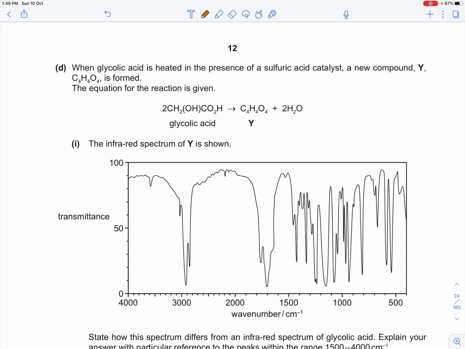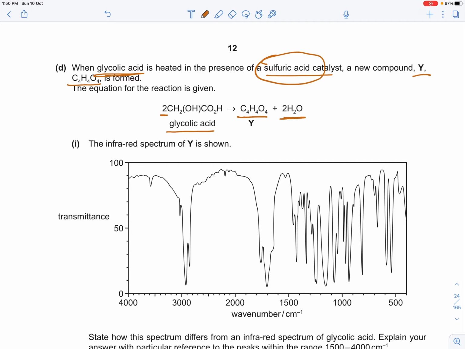Okay, now next part is the IR spectroscopy, infrared spectroscopy. When glycolic acid is heated in the presence of sulfuric acid catalyst, a new compound Y, C4H4O4, is formed. The equation for the reaction is given. So 2 molecules of glycolic acid react in the presence of sulfuric acid, and we get this new compound, and in addition we get water molecules as well.